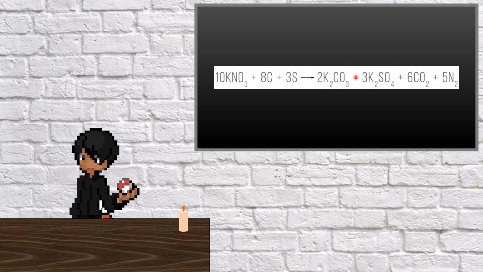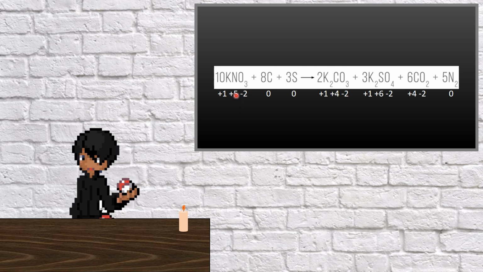We have which produces potassium carbonate, potassium sulfate, carbon dioxide, and nitrogen gas. This looks pretty uninteresting when you first look at it, but trust me, it's kind of interesting. Potassium nitrate's use is that it is an oxidizing agent to carbon and sulfur. To illustrate this, let's look at the oxidation numbers of each element on either side of the equation.